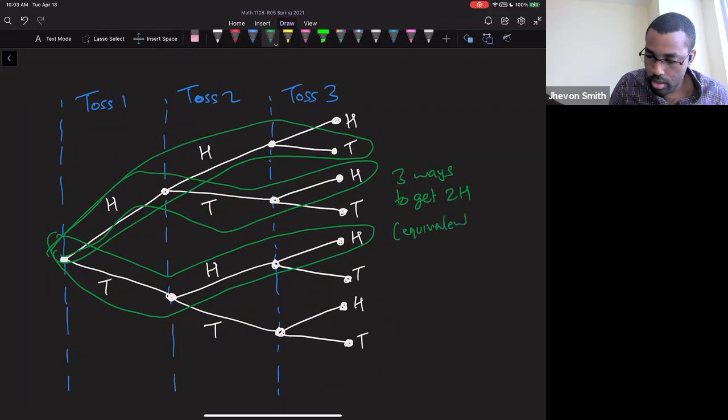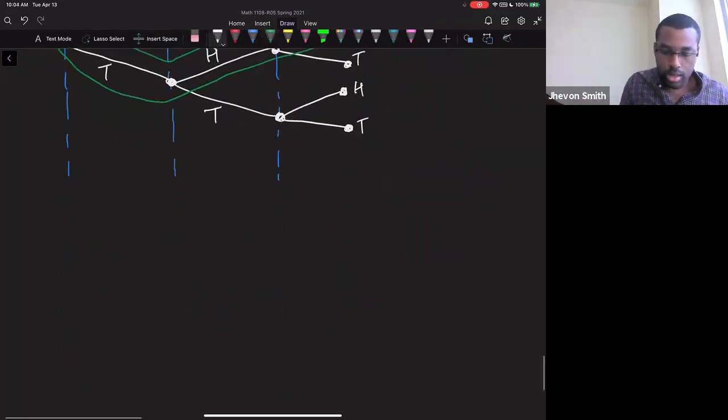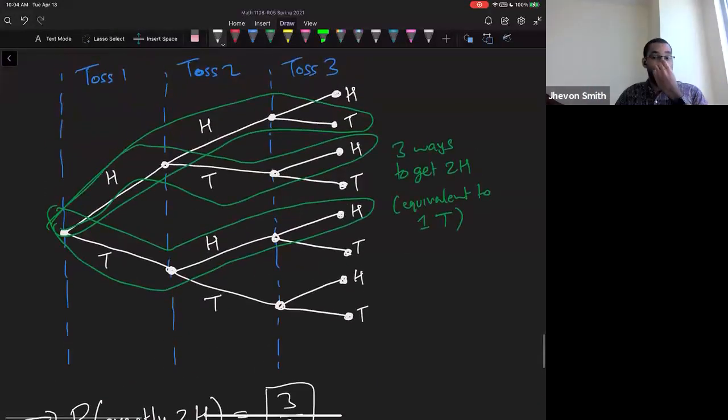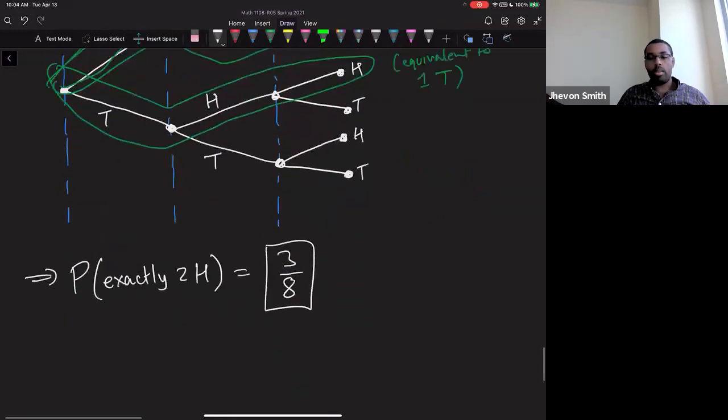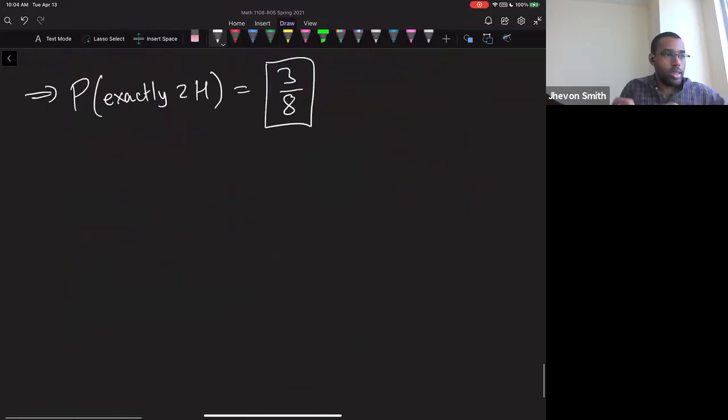Equivalent to one tail. So this leads us to the probability of exactly 2 heads: 3 out of 8. 3 arms give me what I want, and there are 8 possible arms, so 3 out of 8. So I can move on to part C.